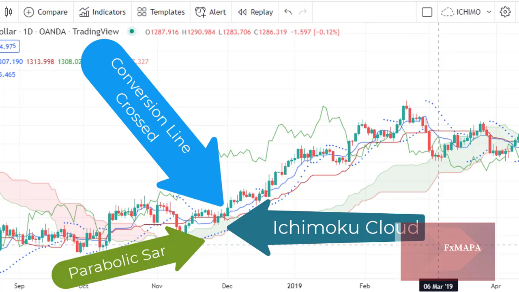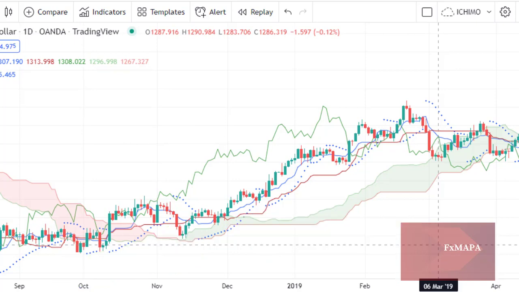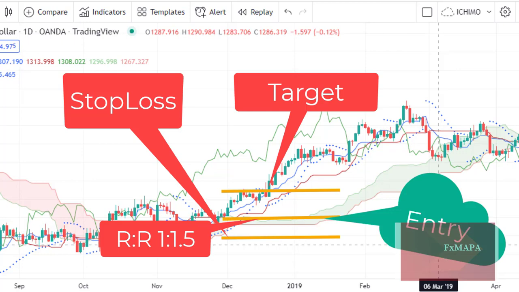Let's discuss the risk to reward ratio of this strategy. For traders not aware of this concept, let me explain the basics of risk to reward ratio. The risk to reward ratio indicates the prospective reward an investor can earn for every dollar they risk on an investment. In this strategy we have considered a 1 to 1.5 risk to reward ratio. So we risk $1 every time we take a trade with a target profit of $1.5.